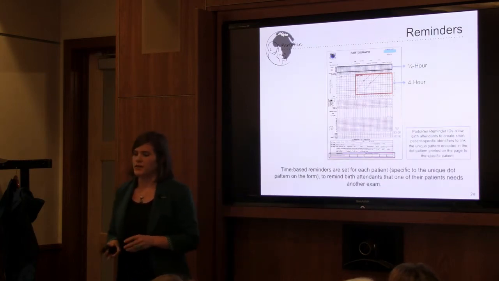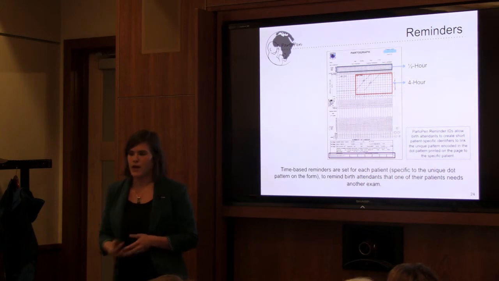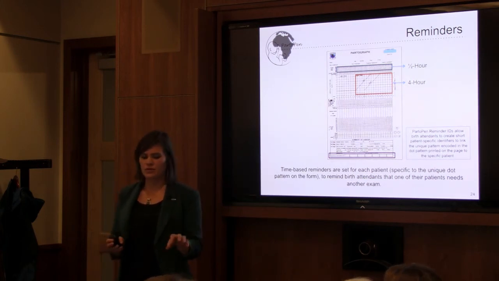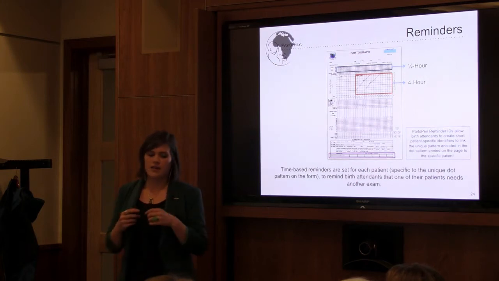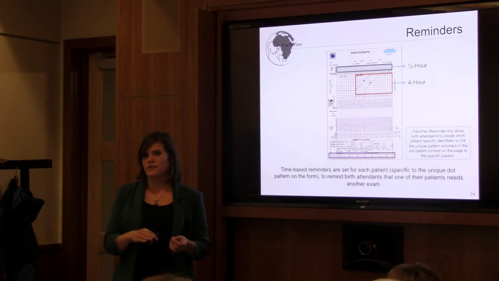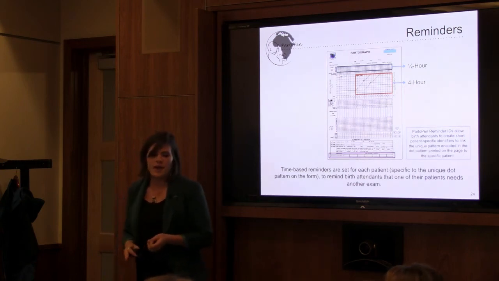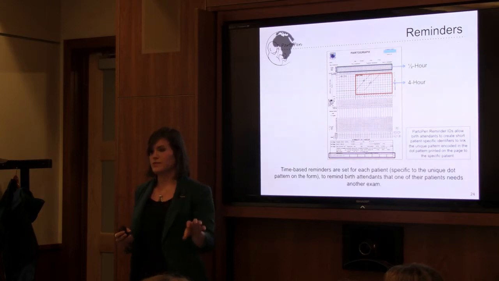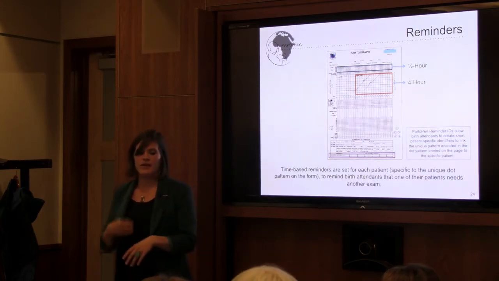There are also time-based reminders built into the pen. The way the reminders work is that when a birth attendant plots a fetal heart rate measurement or a cervical dilation measurement, a timer is kicked off. For fetal heart rate, it's a half hour. For cervical dilation, it's every 4 hours. Once this timer is kicked off, the nurse will receive those reminders for the specific patients every half hour and every 4 hours.